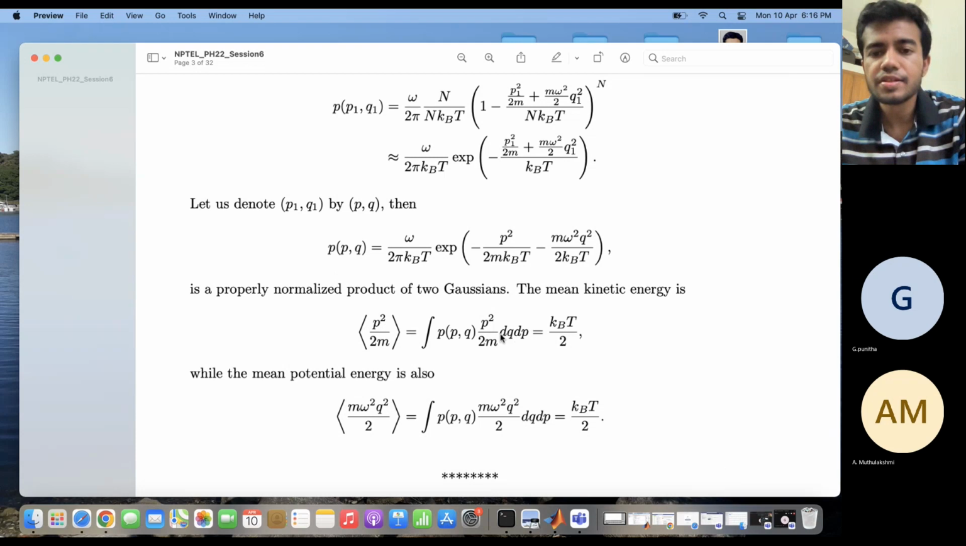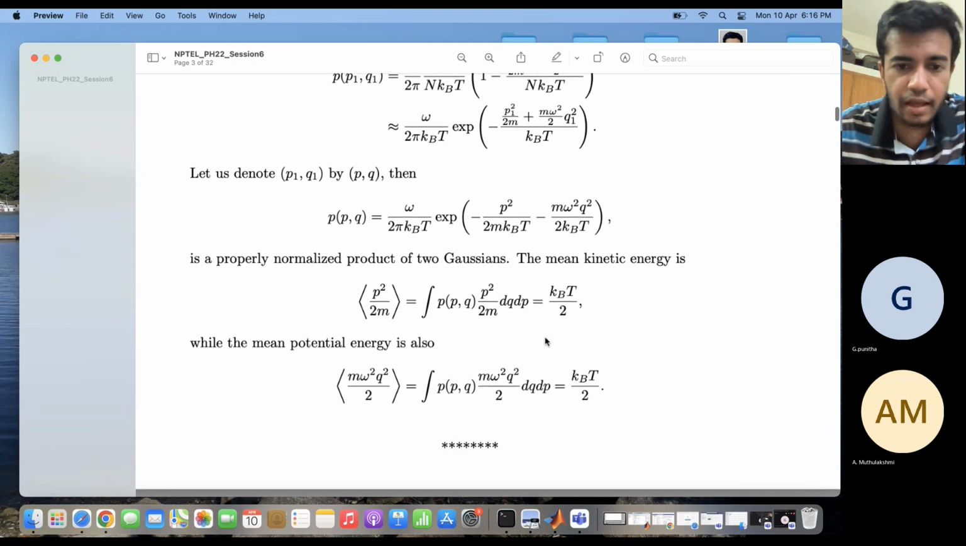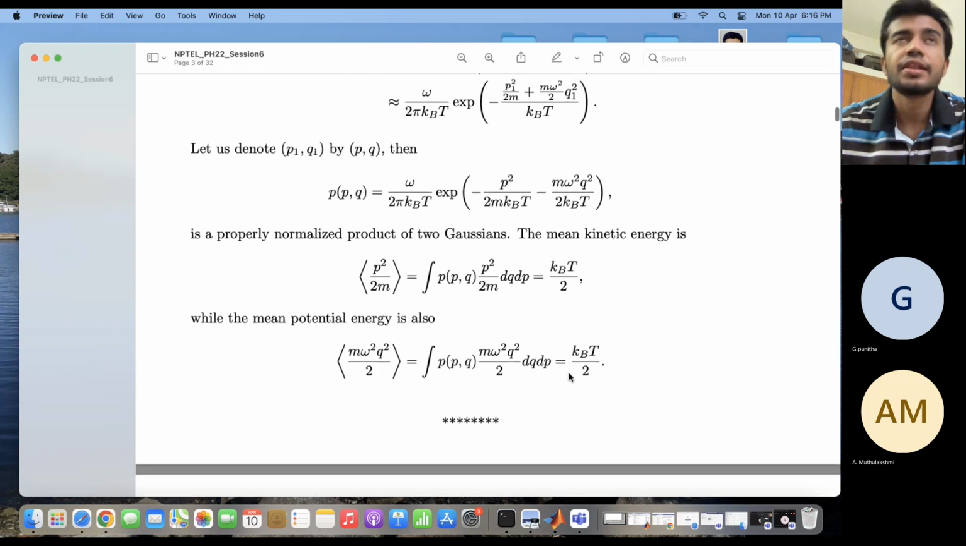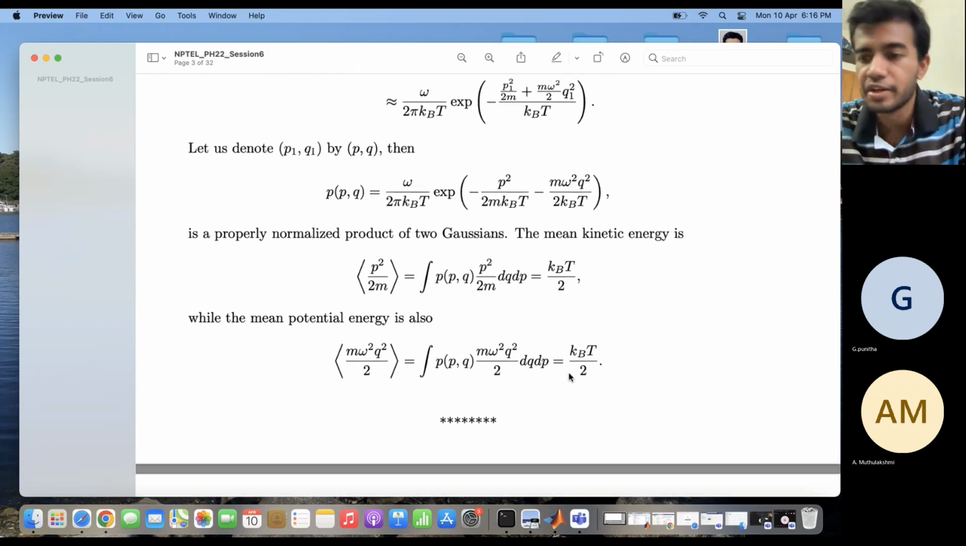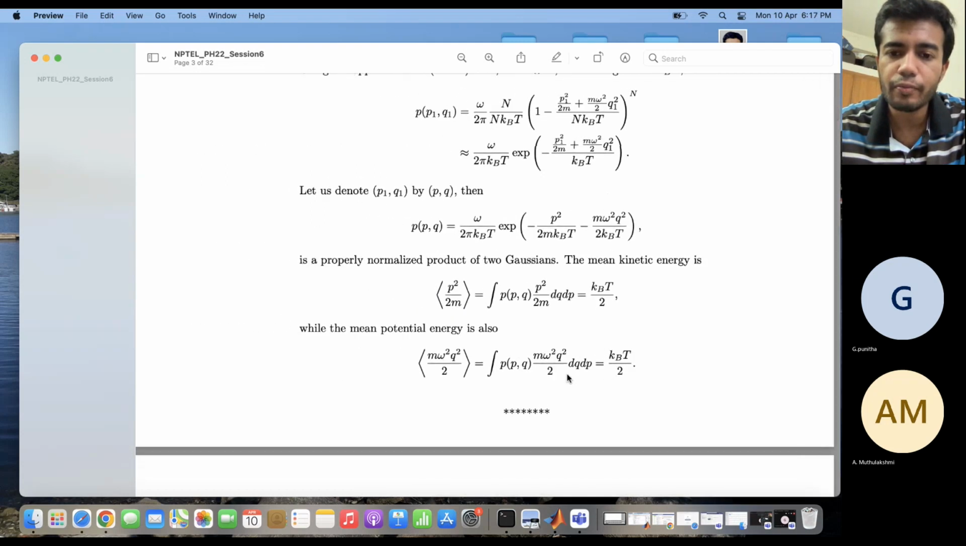And this decomposes into a product of two Gaussian integrals, which one can easily do, and one finds this is equal to kBT by 2. And an interesting result is that the mean potential energy, which is the mean of m omega square q square by 2, also turns out to be equal to kBT by 2. So you see the kinetic energy and the potential energy are equal at thermal equilibrium. And this is nothing but an expression of equipartition of energy, which states that in thermal equilibrium, every degree of freedom will have the same amount of energy.